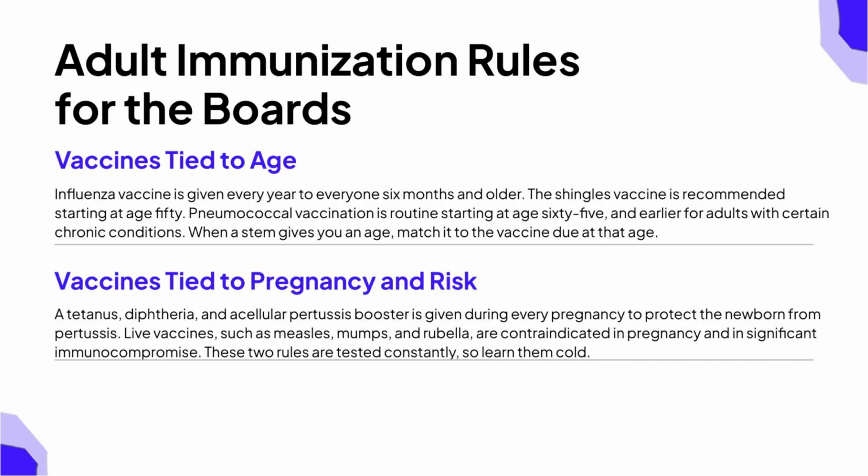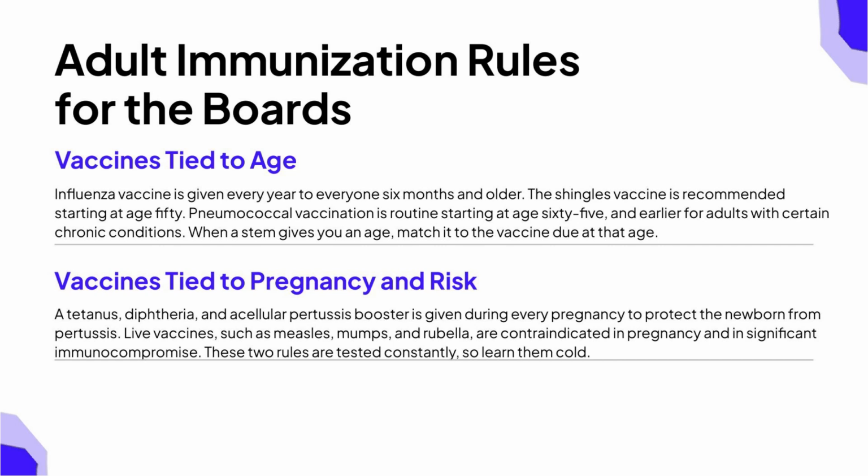Now let us cover adult immunization rules the boards love. Some vaccines are tied to age. Influenza vaccine is given every year to everyone 6 months and older. The shingles vaccine starts at age 50. Pneumococcal vaccination is routine starting at age 65, and earlier for adults with certain chronic conditions.